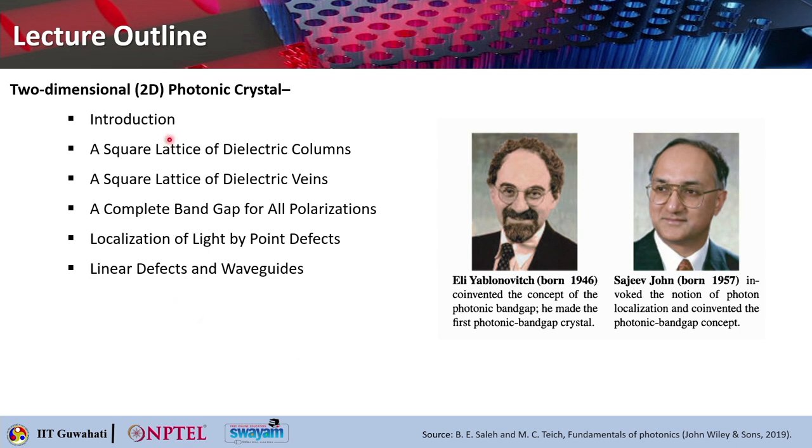We'll have a quick introduction to the topic and then we will discuss a square lattice of dielectric columns. We'll also consider a square lattice of dielectric veins. Then we'll see how we can achieve a complete band gap for all polarizations. We'll further discuss the localization of light by point defects and the application of linear defects and waveguides.